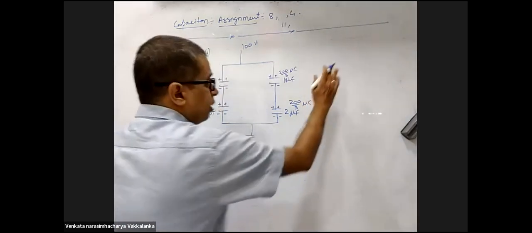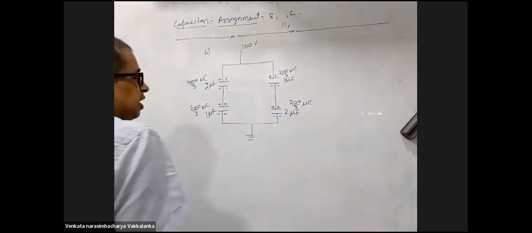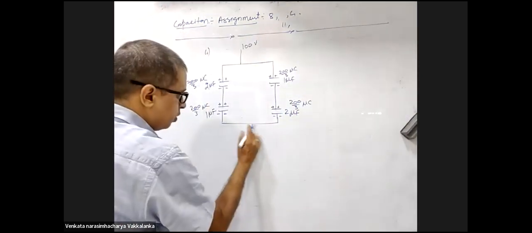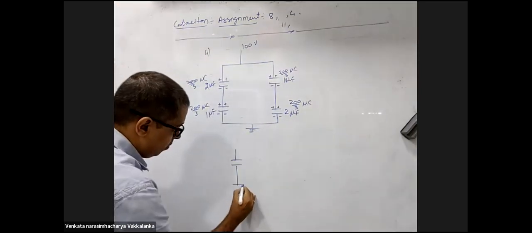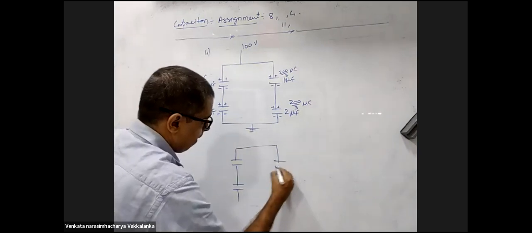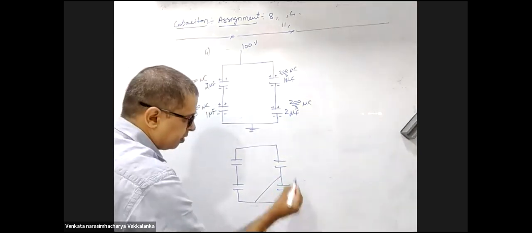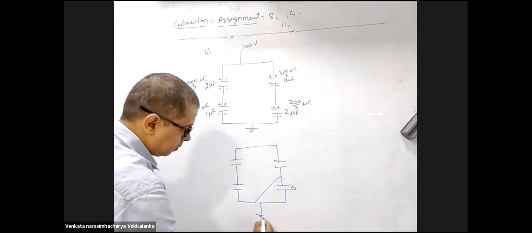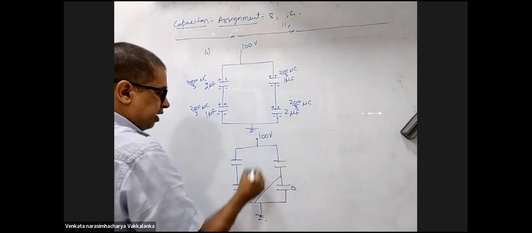Now, I'll redraw the circuit. Are you able to see this part of the board? Yes, sir. It is slightly to the left, but it's okay. I'll shorten the grounding and I'll draw it down. I'll have to bend a bit. You short circuited this, that means it became 0. Short circuited this capacitor. This will remain at 100 volts.